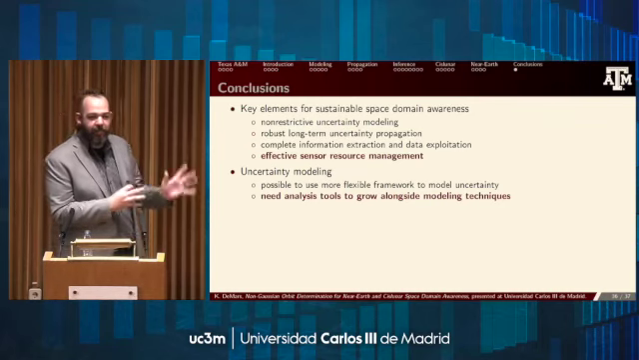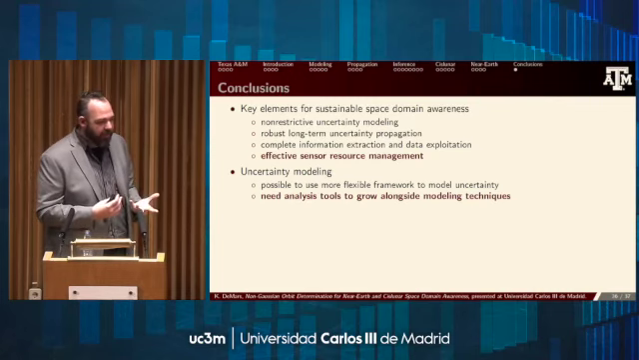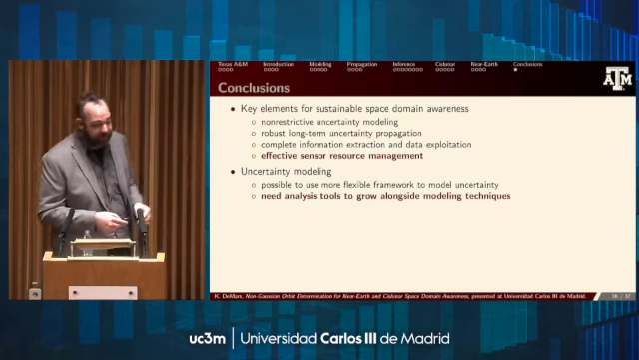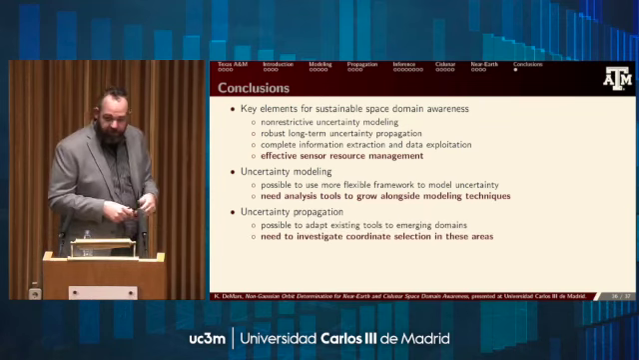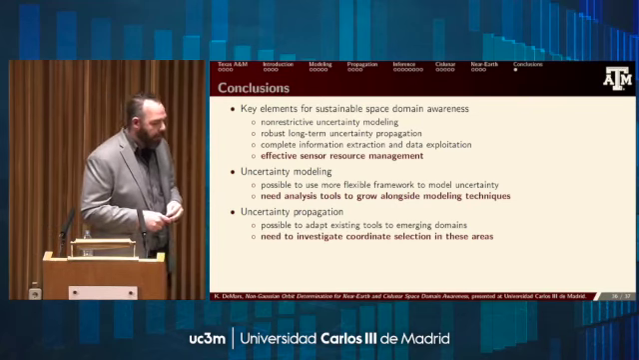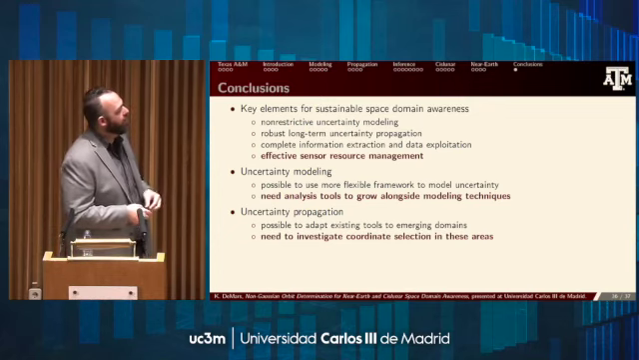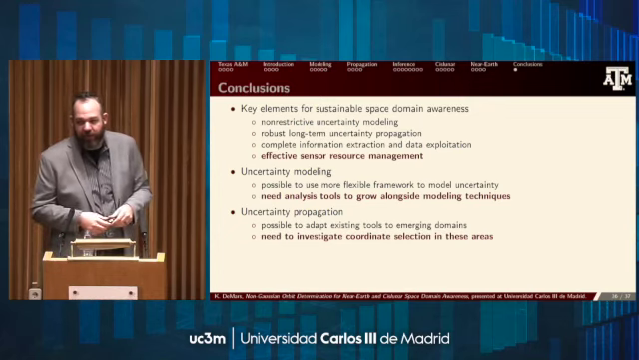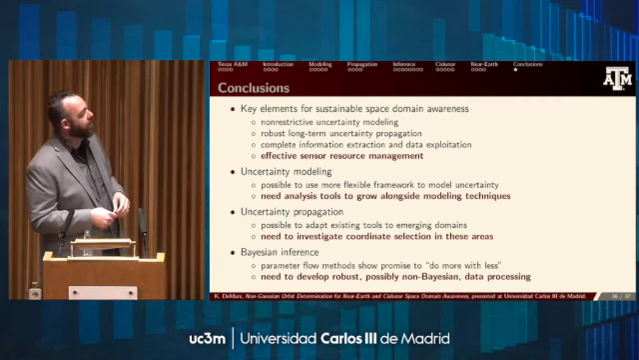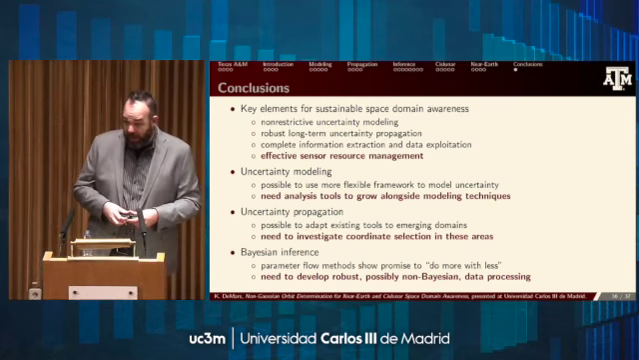So basically, we have methods, but when you get into non-Gaussian uncertainties, analyzing them in a good, consistent way is a little bit harder to do than when you have Gaussian uncertainties. For uncertainty propagation, we've shown it's possible to adapt existing tools to emerging domains, but we've only looked at this in terms of Cartesian coordinates for the restricted three-body problem. And so one area of investigation is what happens when you use different coordinate systems to represent the state of your object. And then finally, we have shown that these parameter flow methods have incredible promise.